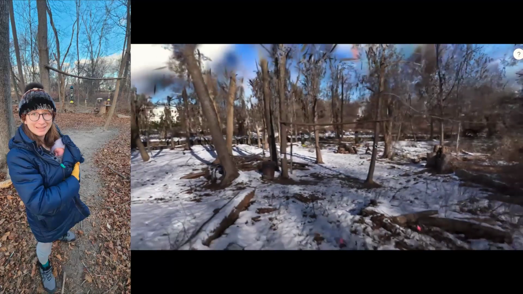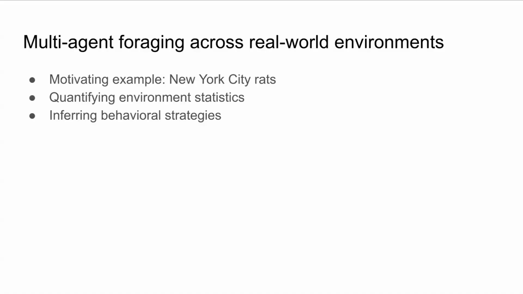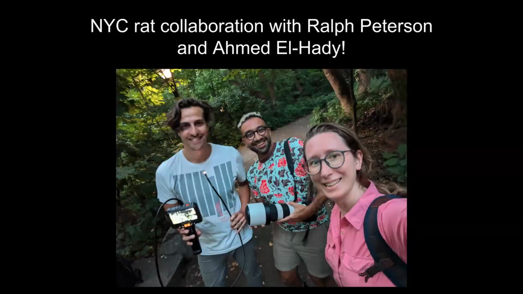So what I'm going to discuss today is a motivating example of New York City rats. Like humans, rats in New York City are in environments that are quite different from a lot of their evolutionary history. And so that's a really interesting case. And also we know a lot of neuroscience about the rodent hippocampus. And so I'm going to get into how I'm starting to quantify the environment statistics. And then I'm going to talk about methods that I'm using with other folks at Bases about inferring the behavior strategies of these animals. This rat project is in collaboration with Ralph Peterson and Ahmed El-Hadi.